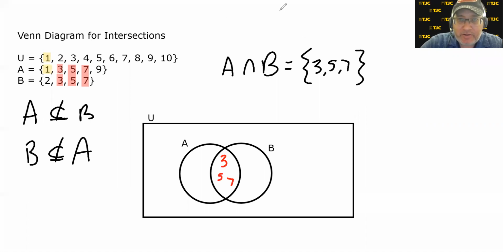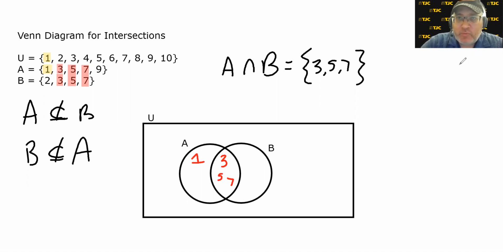Can I put it here? No, because it's not inside of circle A. Can I put it here? No, because it's still not inside of circle A. Can I put it here? No, because although it is inside of circle A, it's also inside of circle B, and 1 is not an element of B. I have to put the 1 in this left region, this left moon shape, because I need it to be inside of circle A, but not circle B.